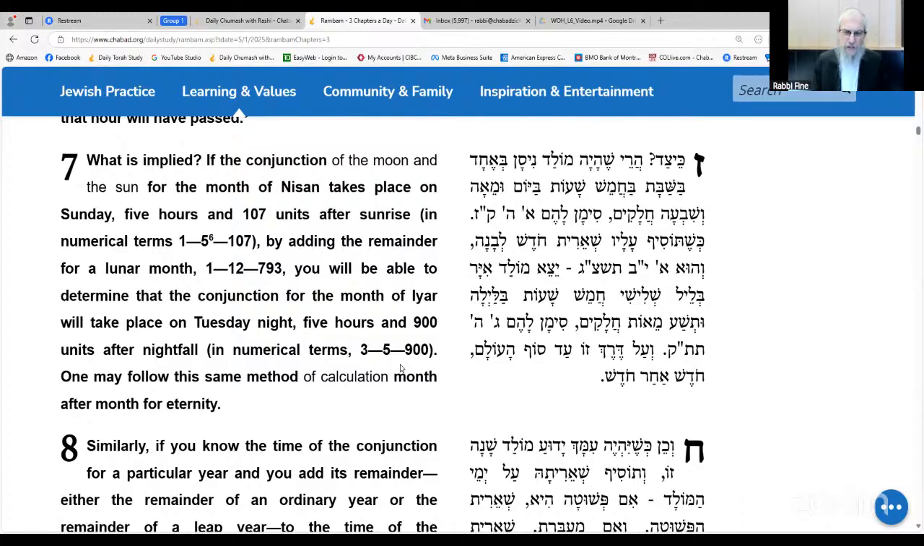Numeric value 359, 900. Now, for the next one, what are you going to do? You add and follow the same method of calculation for every month. For the next one, you're going to add 1, 12 and 793. Let's just do it for fun because the Rambam is not going to do it. So this was Tuesday night.